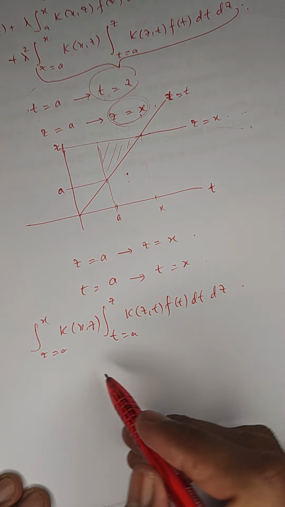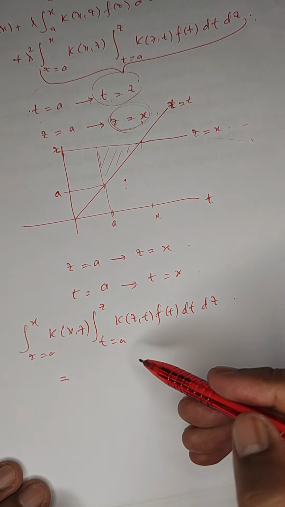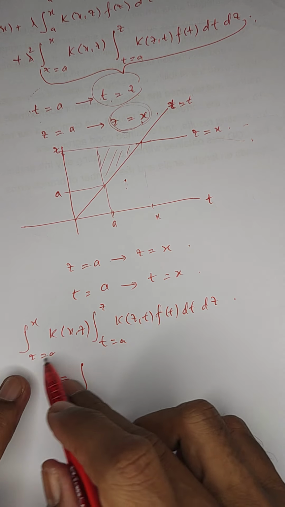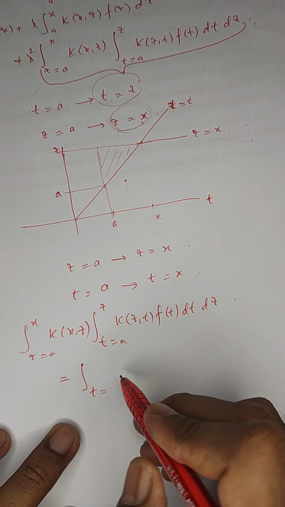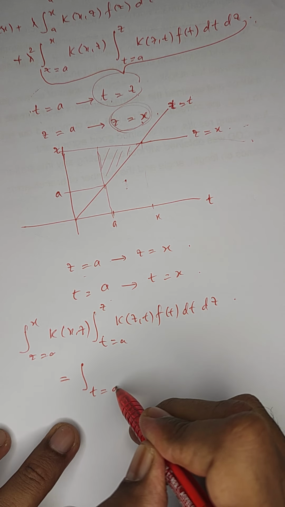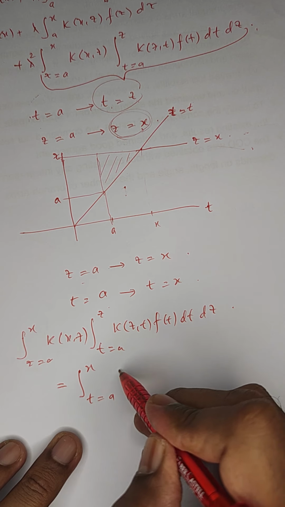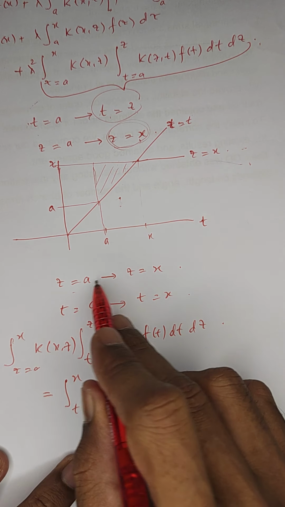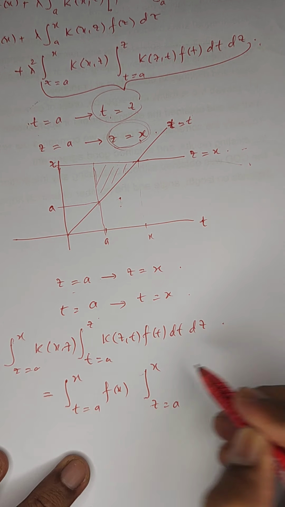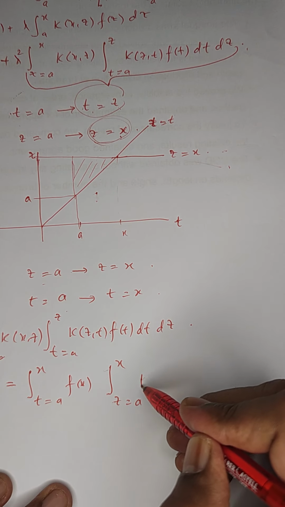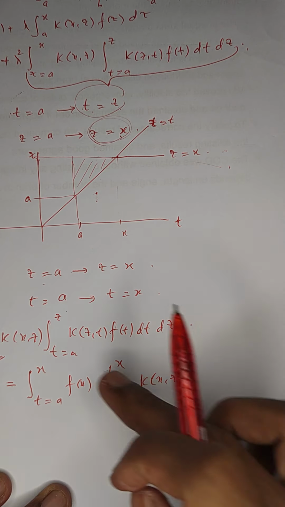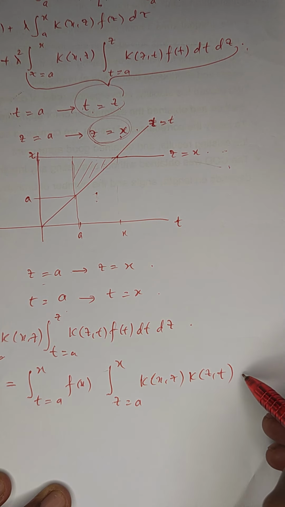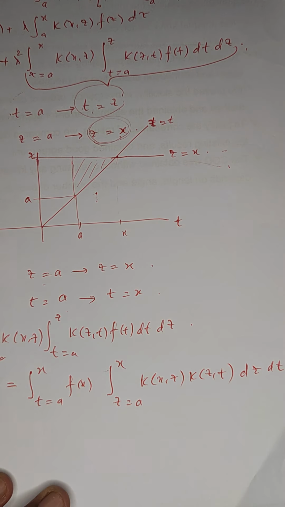Okay, so I can write this as the integral, now instead of z, integrate t from a to x of f(t), and then the rest is integrate z from a to x of k(x,z) and k(z,t), that we have dz dt.